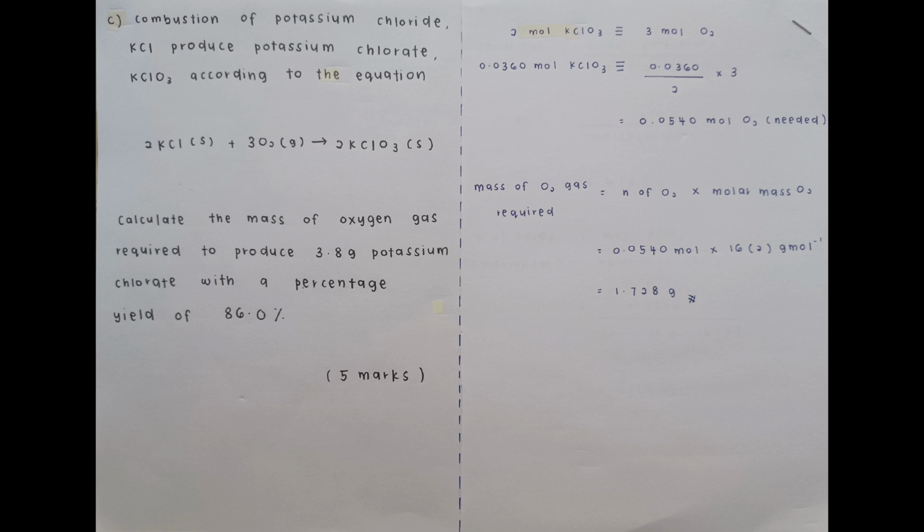By the equation, 2 moles of KClO3 are equivalent to 3 moles of O2. Then 0.0360 mole of KClO3 is equivalent to 0.0540 mole of O2. Then to calculate the mass of O2 gas required, it equals the number of moles of O2 times the molar mass of O2. Then the final answer is 1.728 grams.